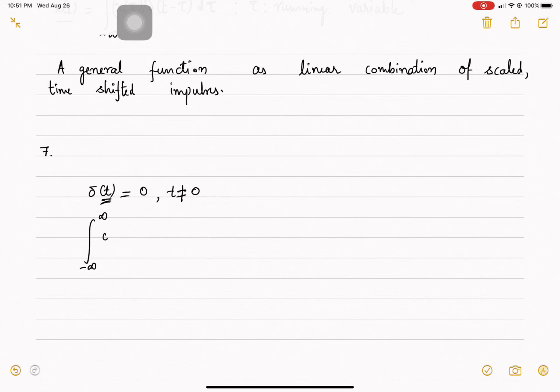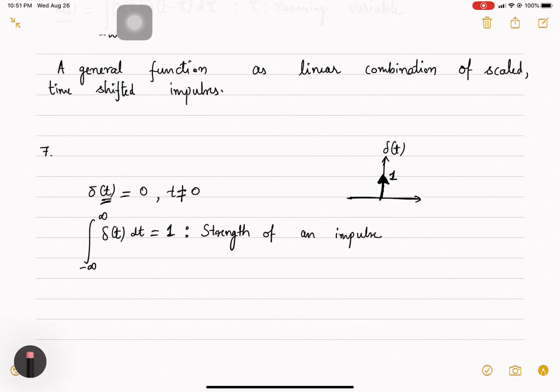And the condition is that the area under the impulse will always be equal to 1, and sometimes this is called the strength of an impulse. The notation for a continuous time impulse, since it exists at t equal to 0, is delta t, and the strength is indicated with an arrow on top, with the strength written here. So this is a unit impulse.